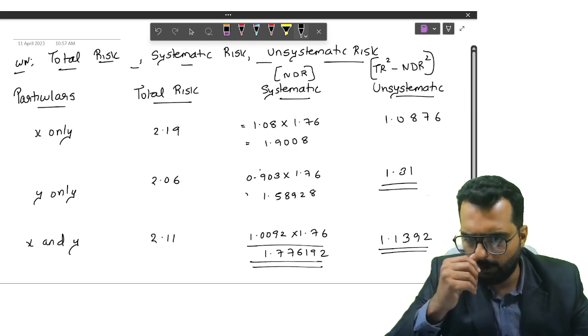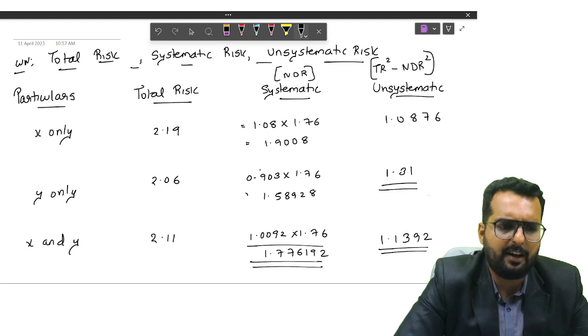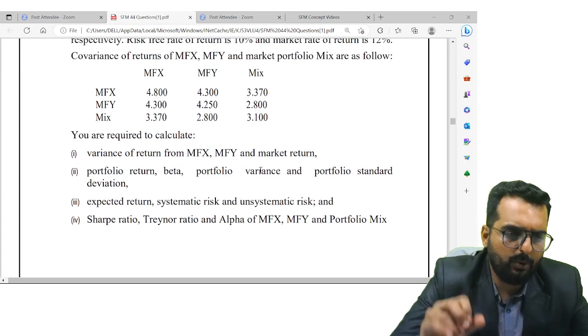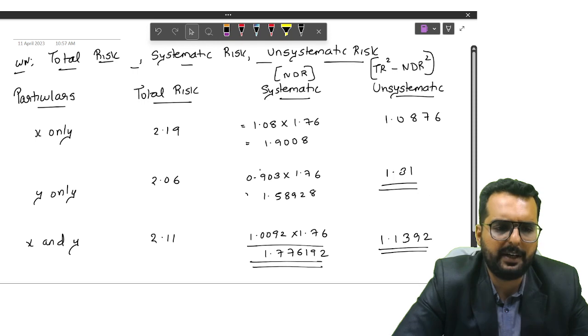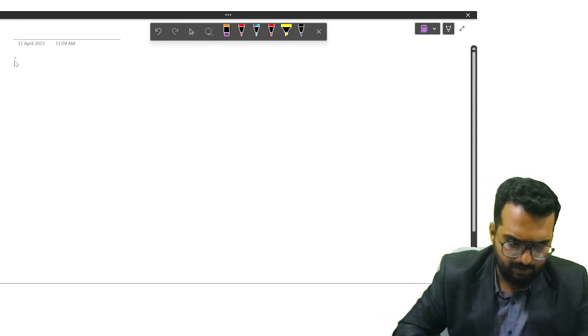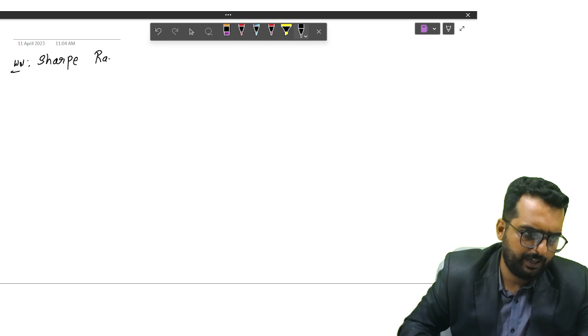I don't have time right now for the logic. That's why I'm solving it purely on a step-by-step basis. Okay. So these are the systematic, unsystematic and total risk. Fine. Now we are left to do Sharpe ratio, Treynor ratio and alpha. So with that, we will be completing this entire question. Can I go to the next working note now? Next working note will be Sharpe ratio.